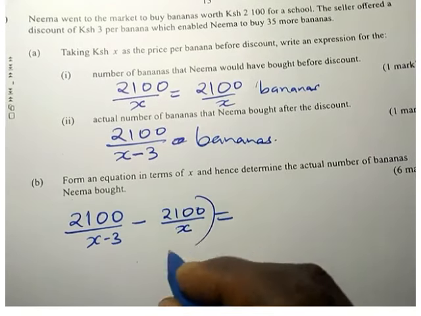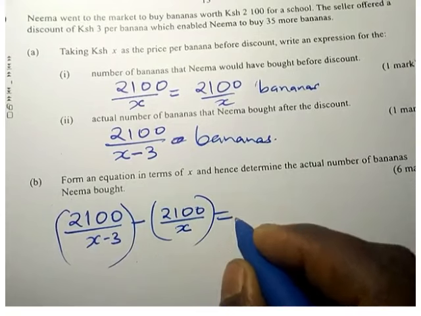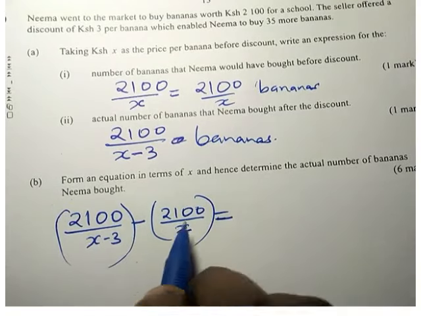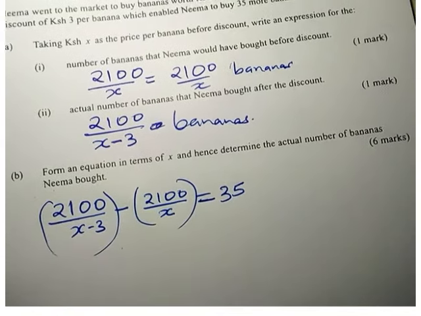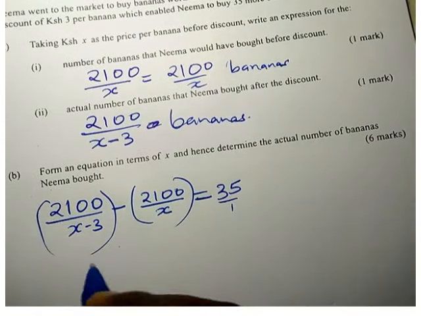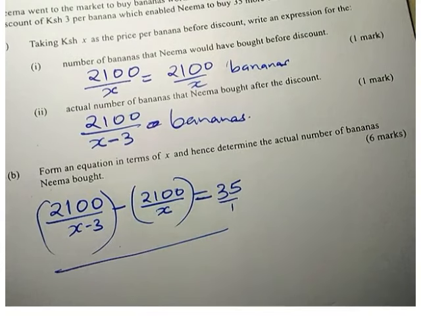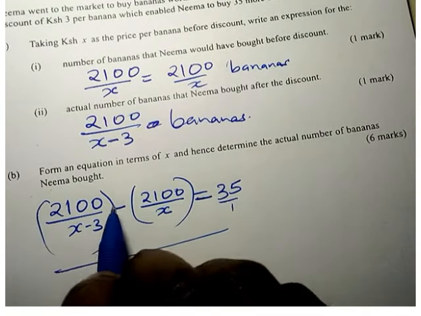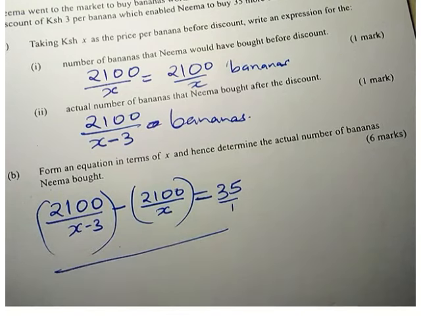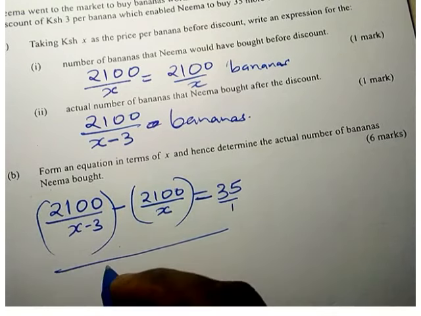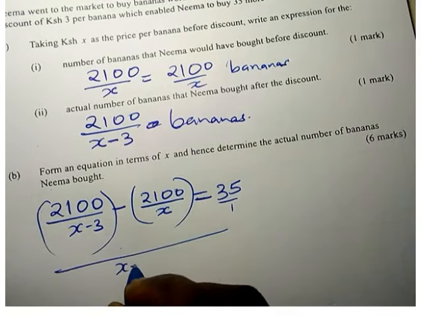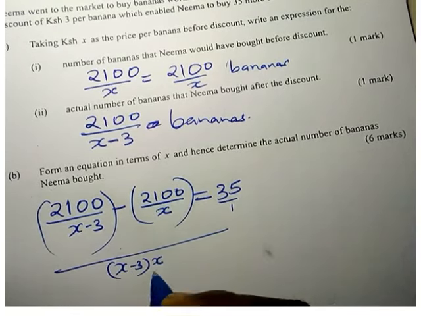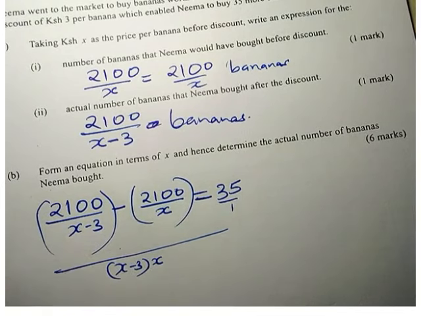you get that there are 35 more bananas. There were 35 more bananas. So what you do, you carry the LCM, and multiply every term with the LCM. So the LCM is x times x minus 3. So this one goes here how many times?